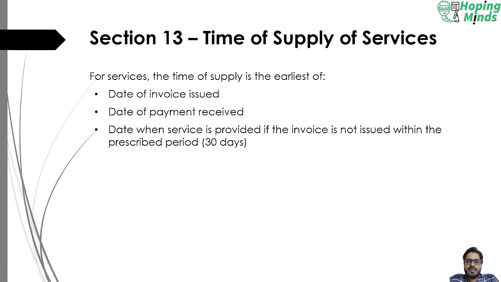For example, a consultancy firm completes a project on February 10th, issues the invoice on February 15th and receives the payment on February 20th. Here the time of supply is February 15th as the invoice was issued within the prescribed time period.